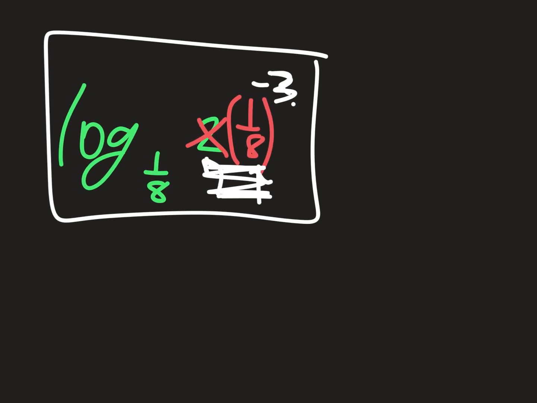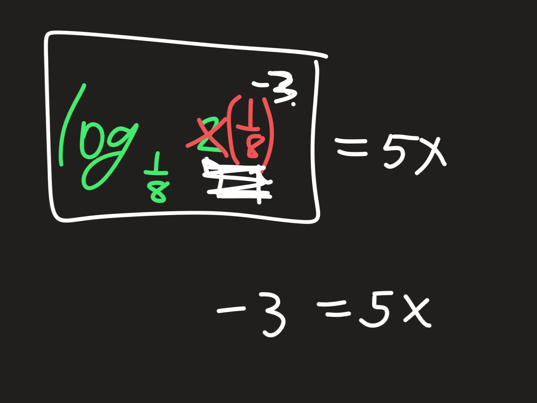So if then the problem said equals 5x, then you'd be saying, well, then -3 equals 5x. And then to solve that, you just divide both sides by 5, and the answer would be -3 over 5. That's what today's problems are like. They're solving problems. And if you can simplify the log part, then the solving part is easy. It's about, can you simplify the log part?